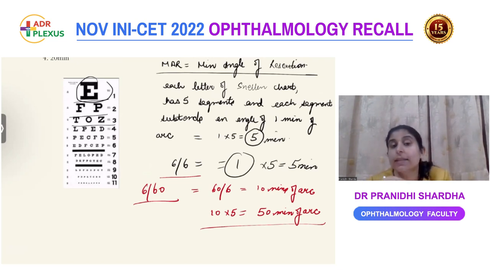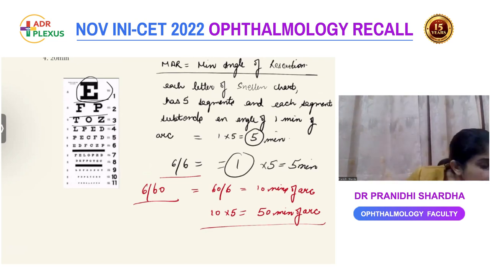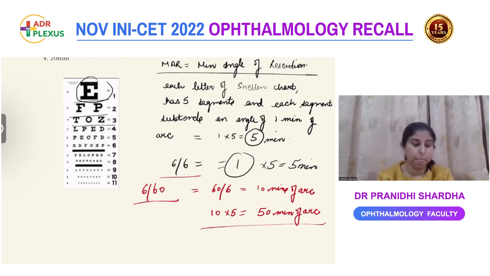If the patient has 6 by 6 vision, how do we calculate it? We just have to reverse the visual acuity of the patient. If the patient has 6 by 60 vision, the angle will be 60 by 6, that is 10 minutes of arc. The total segments of the letter are 5, so it will be 10 into 5, that is 50 minutes of arc.